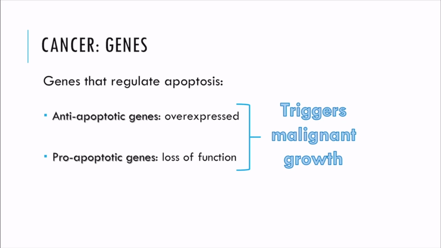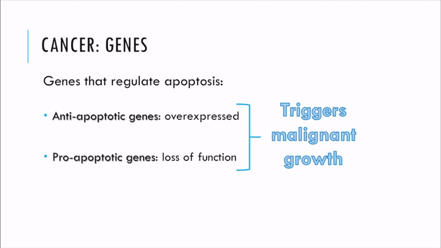Another family of genes are genes that regulate apoptosis. So apoptosis, again, is the programmed, planned cell death. And there are genes that are anti-apoptotic genes. These are genes that prevent apoptosis from happening. And when we have a healthy, regulated cell, these can be important because you don't want healthy cells undergoing apoptosis.